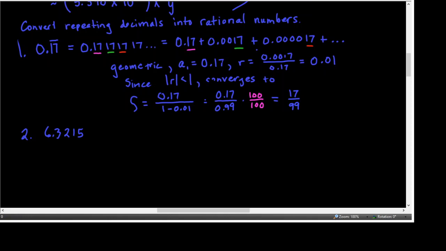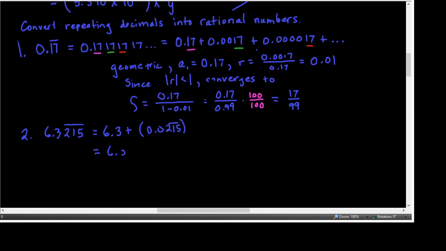Just the 215. Okay, 215 repeats. Now this time there's part of it that isn't repeating, so I'm going to pull that off all by itself. 6.3 plus, then it's going to be 0.0215 repeating.